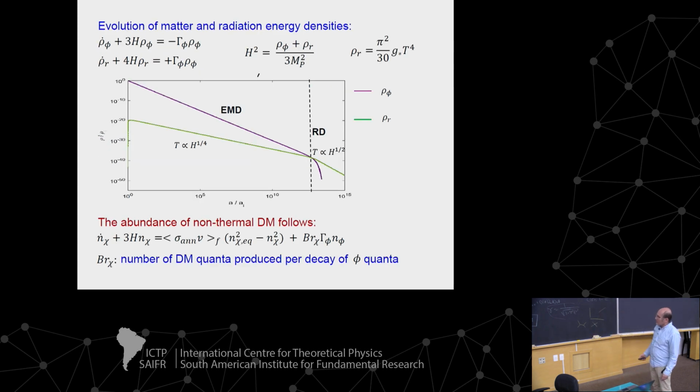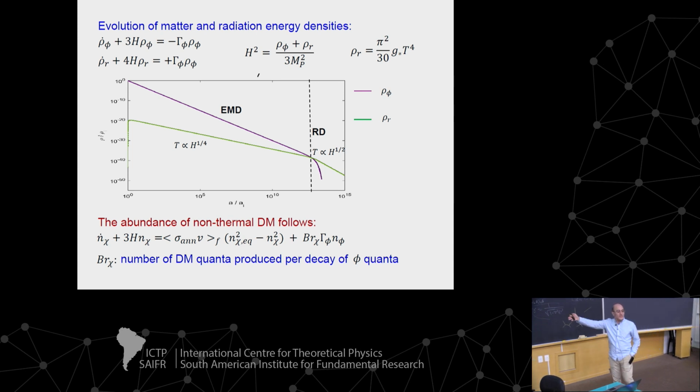So what about the production of dark matter? These are just the two main equations for the energy densities, matter and radiation. Here matter refers to the field that drives early matter domination. Radiation is everything lighter that is produced from the decay. For simplicity, we assume that everything produced instantly thermalizes. It may not be the case, but they will still be relativistic anyway.